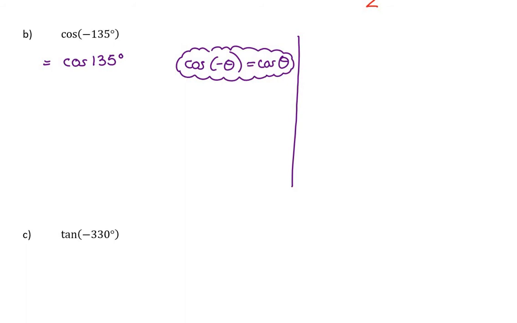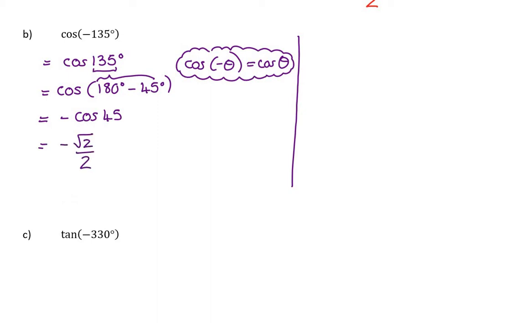Now I still have to do this without a calculator, so I need to set up my reduction. So I need to rewrite 135. I'm going to rewrite it as 180 minus 45. All I've done there is rewritten 135, so that 180 minus 45 equals 135. Now I can do reduction. And I can say that cos of 180 minus 45, that's quadrant 2, so cos is negative. So this is negative cos 45, and this equals negative root 2 over 2.